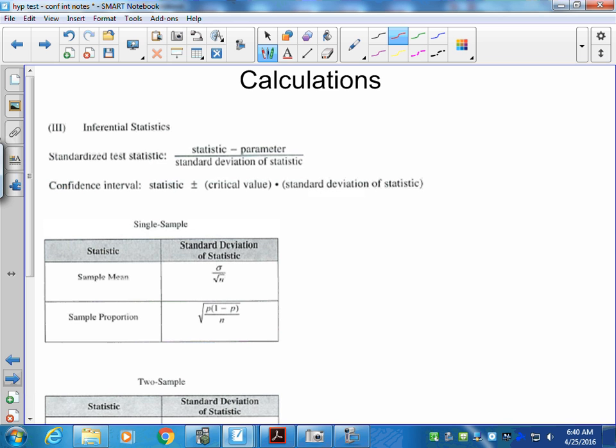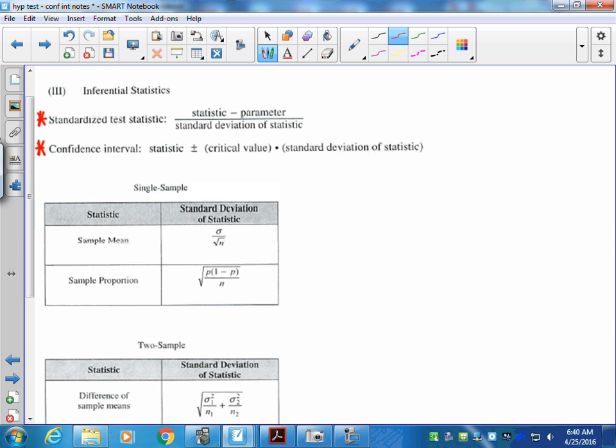Now, the next piece is your calculations. Like I said before, the calculator can do everything for you, but you have to show that you can use the 2 formulas and plug in the values, even if you use the calculator to get the final answer. So if you're doing a standardized test statistic, this shows you what you need to build your T or Z. So that's the name for that T or Z. It's a standardized test statistic.